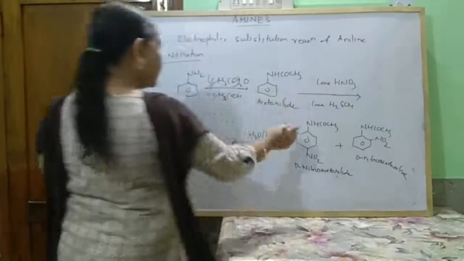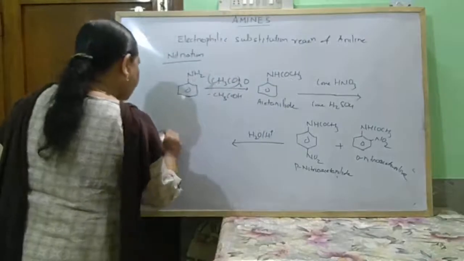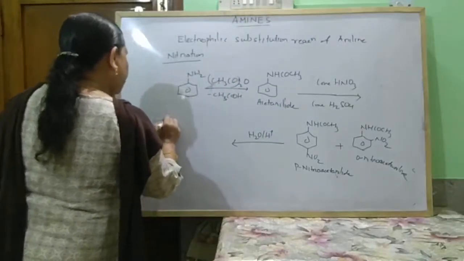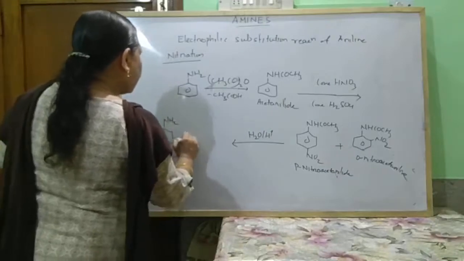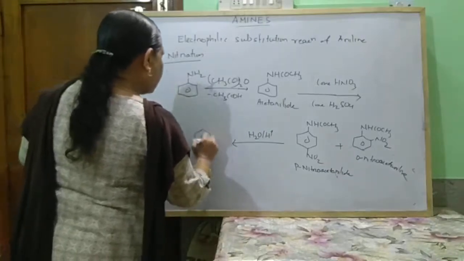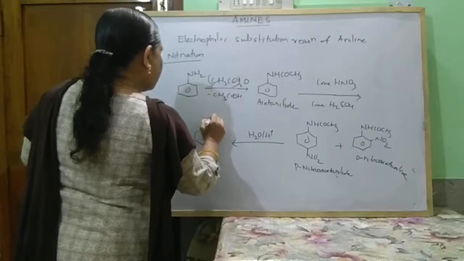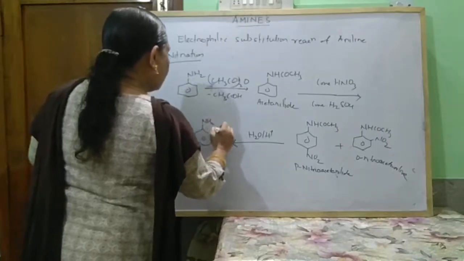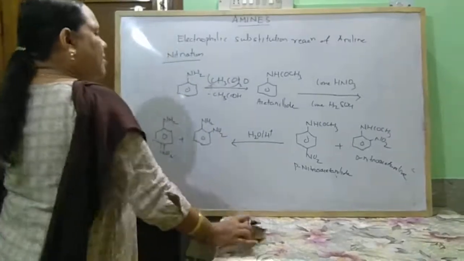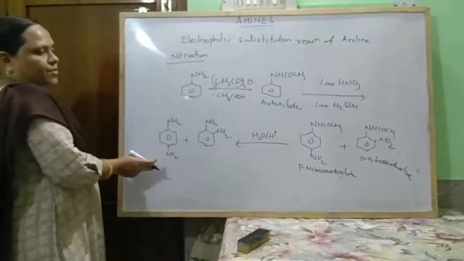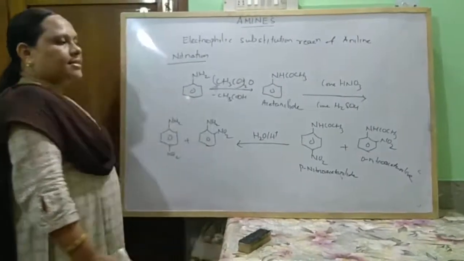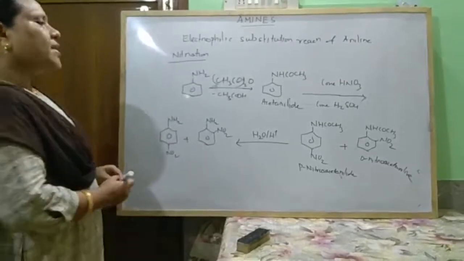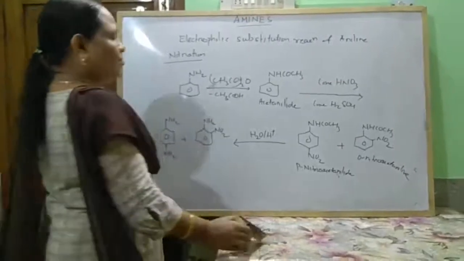on hydrolysis, acidic hydrolysis, forms para-nitroaniline and ortho-nitroaniline. But the para product is more than the ortho product. Okay, this is about nitration. Then come to sulfonation.